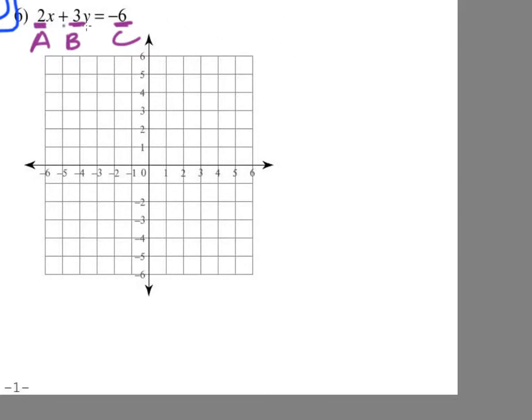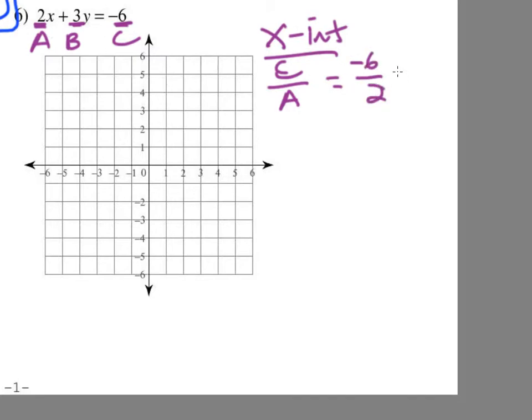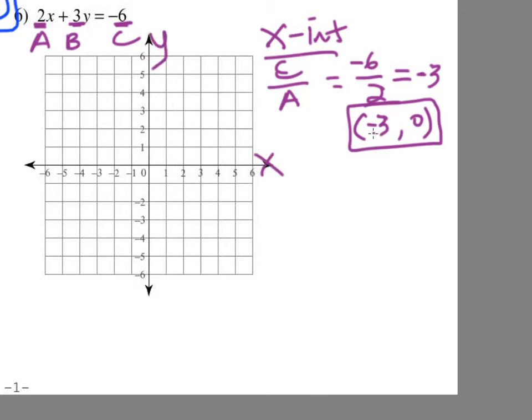The shortcut method says, again, this is standard form because x and y are on the same side. To find my x-intercept, I just do C over A. That would be negative 6 over 2. 6 divided by 2 is 3, so we get negative 3 for our x-intercept. That would be negative 3 comma 0. Let's put our x and y axis down here. Negative 3 comma 0 would be on the x-axis right here.